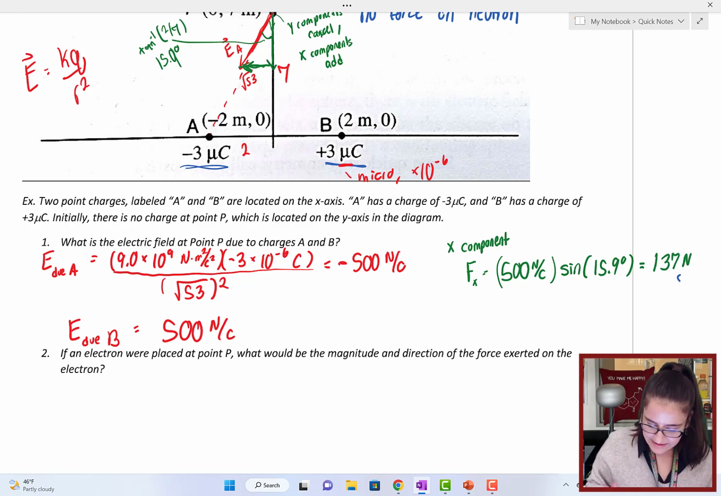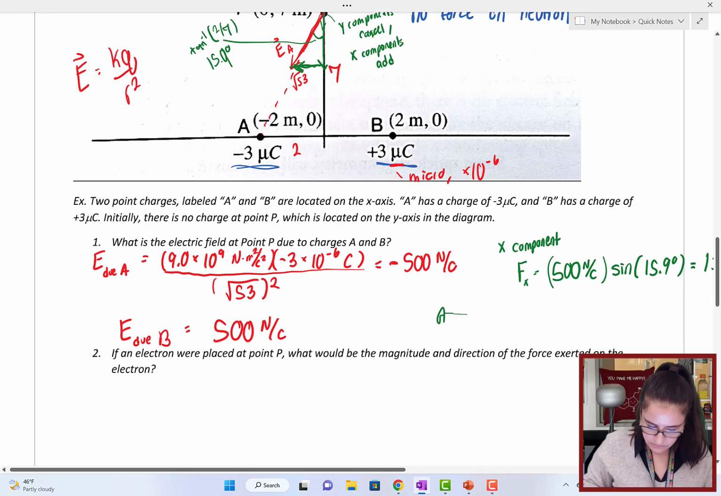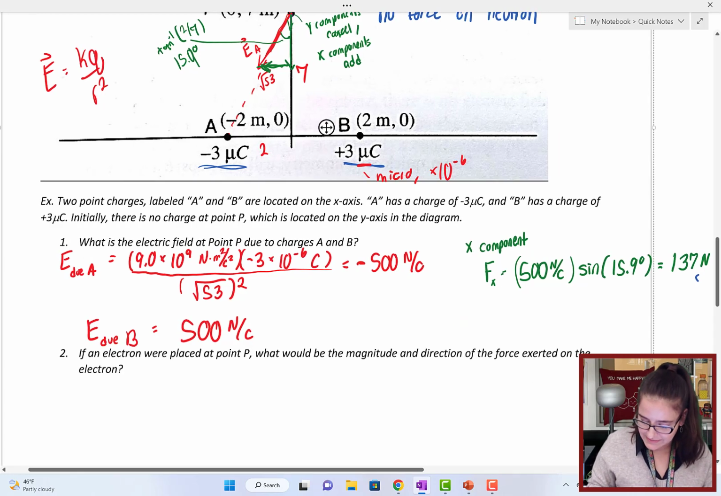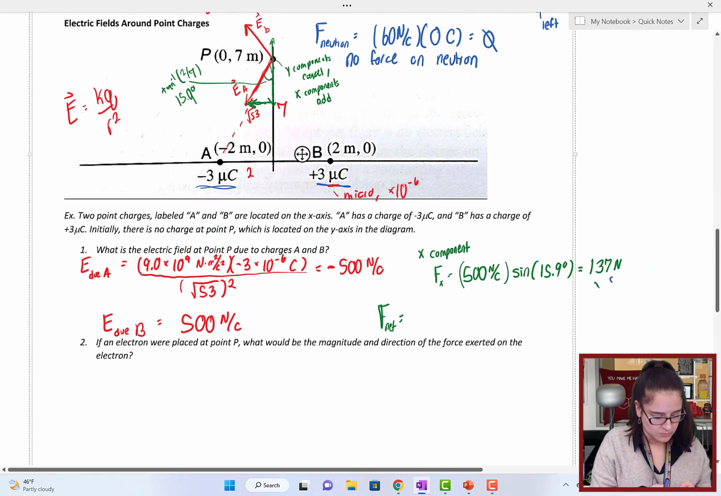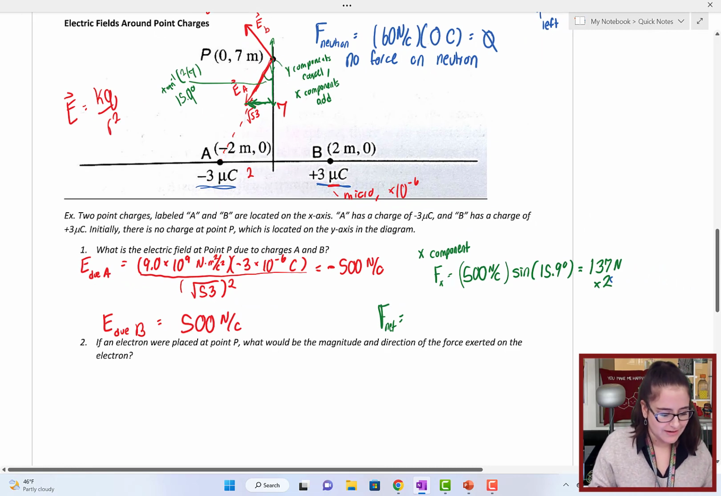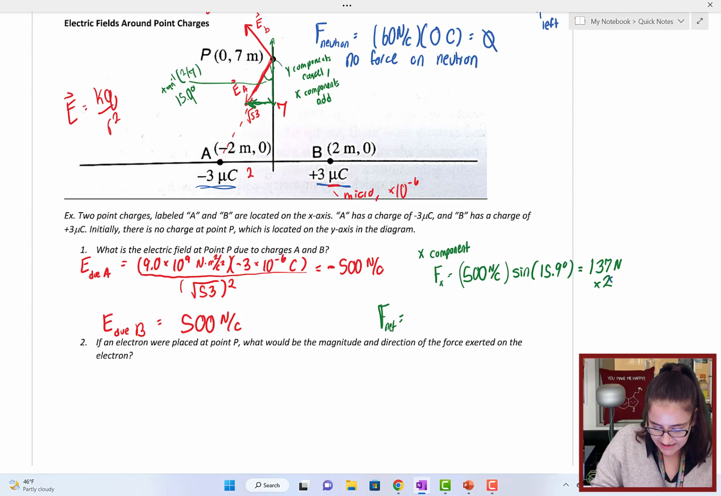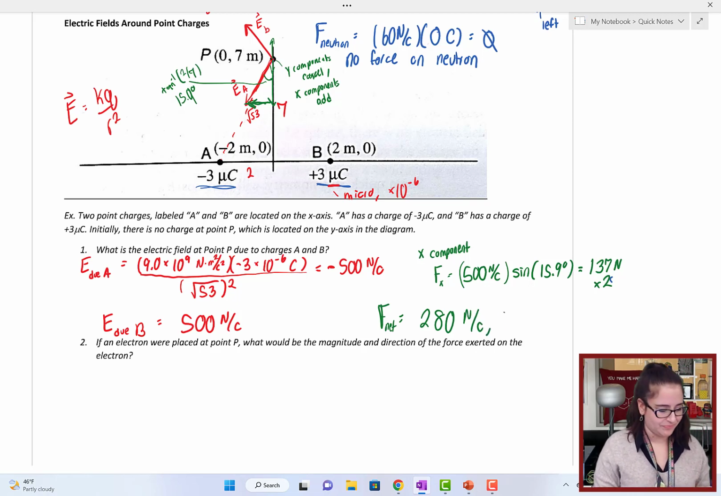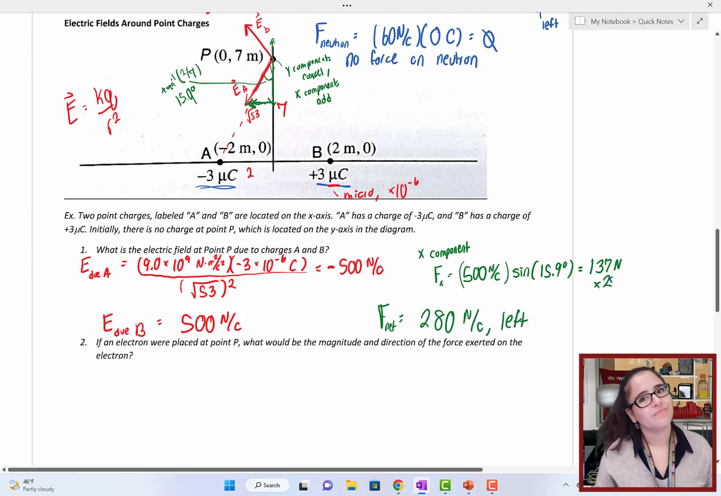So then the net force would be 2 times that, okay, which is going to be about 274, okay, about 270 or about 280 newtons per coulomb in the leftward direction, okay? Okay, cool.